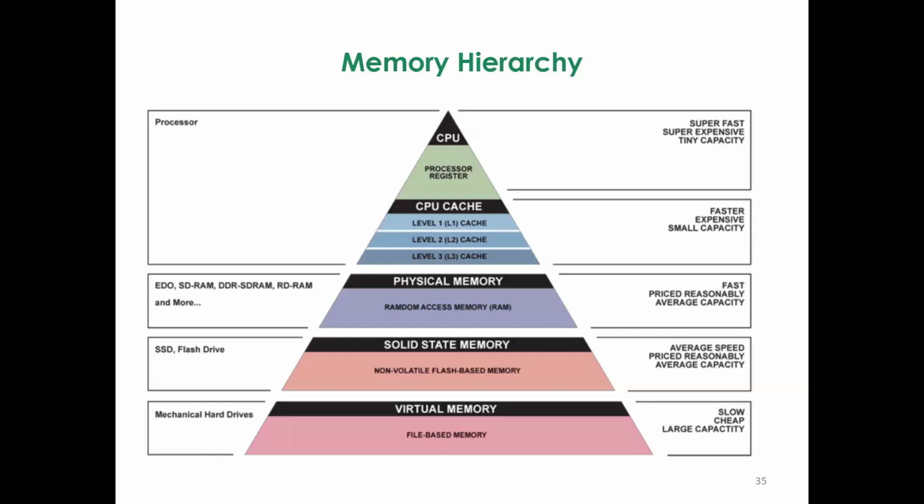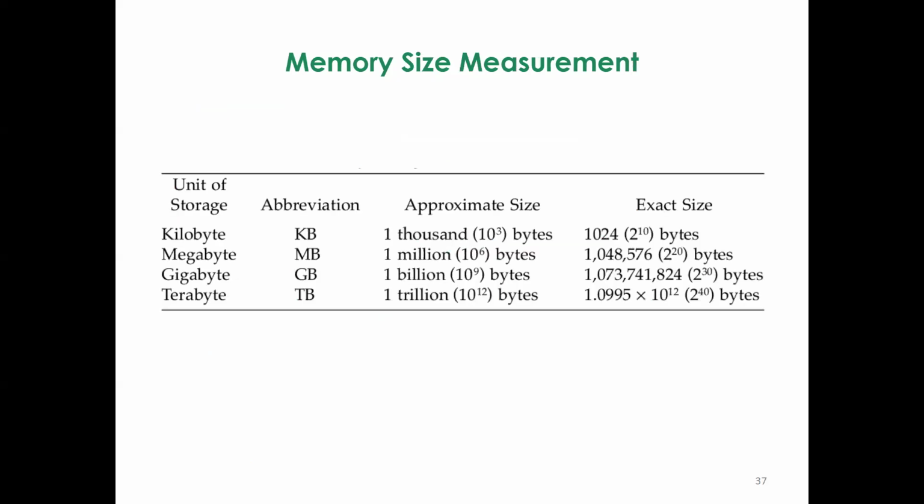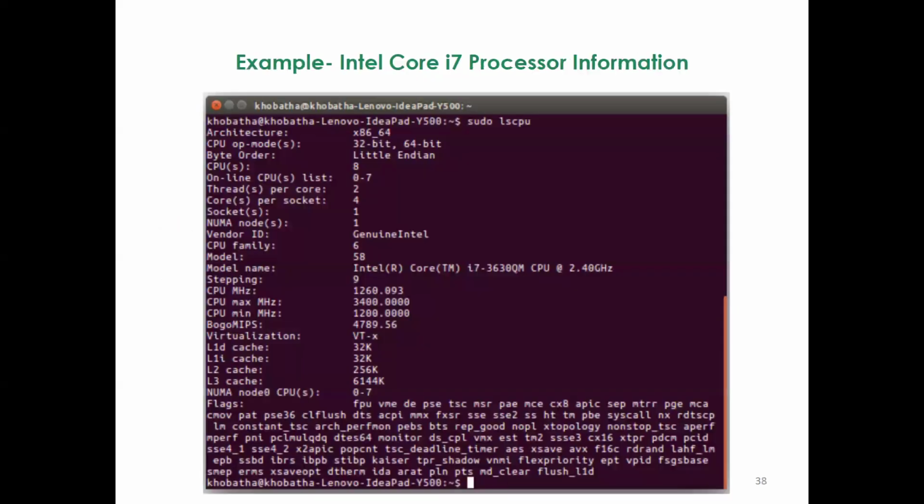So this is the memory hierarchy, which is used to give an illusion of unlimited memory. So, performance. We have said memory has to try and match the speed of the processor, because if not, it becomes the bottleneck.